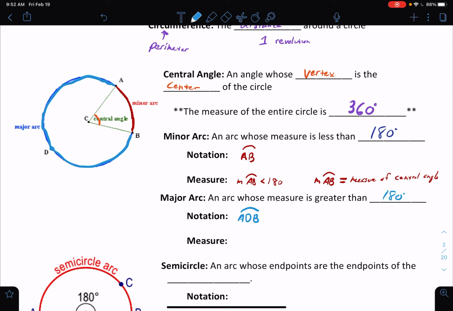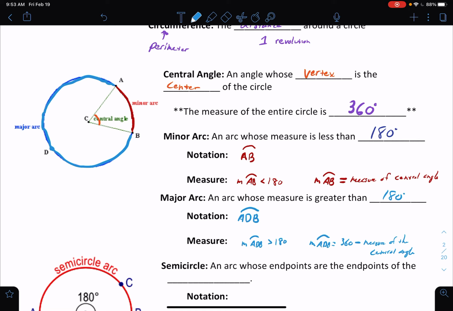The measure of arc ADB is going to be greater than 180 degrees. To find the measure of arc ADB, I would take 360 minus the measure of the central angle. Going back, if angle ACB is 60 degrees, then the minor arc is 60 degrees, which makes the major arc 300 degrees.